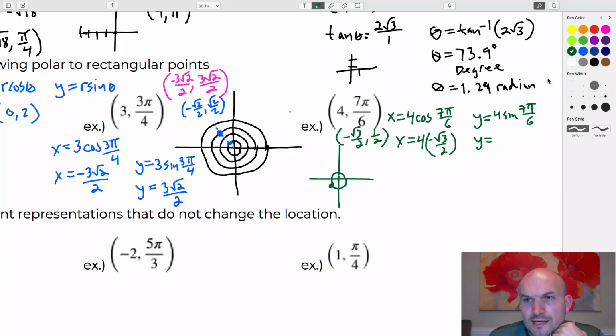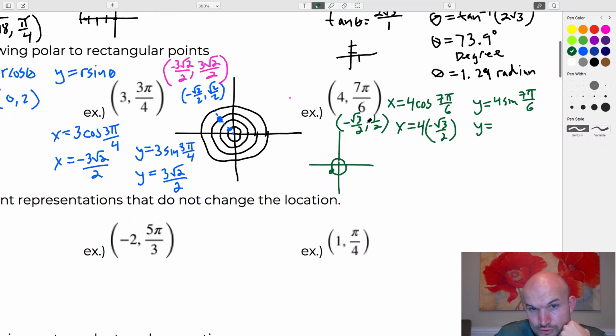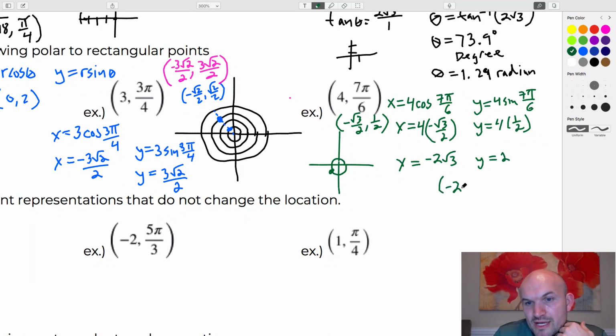All right. So in this case, my y coordinate is 1/2, so that's going to be 4 times 1/2. Therefore, you can see x is equal to 4 divided by -2, so that's going to be -2 square root of 3, and then y is 4 times 1/2, which is just equal to 2. So we can write this coordinate point as -2 square root of 3, comma 2.